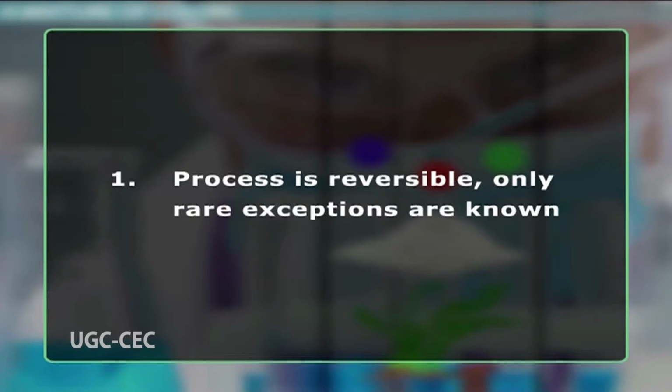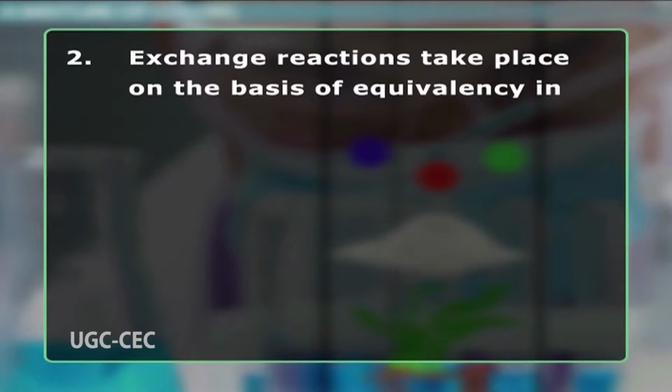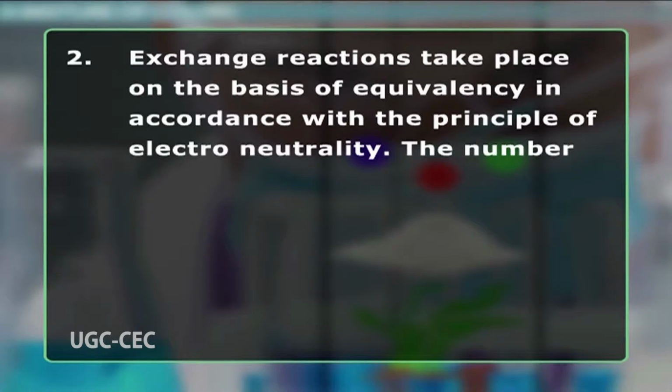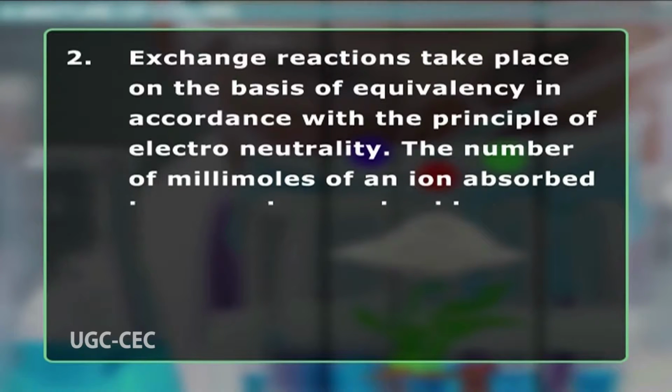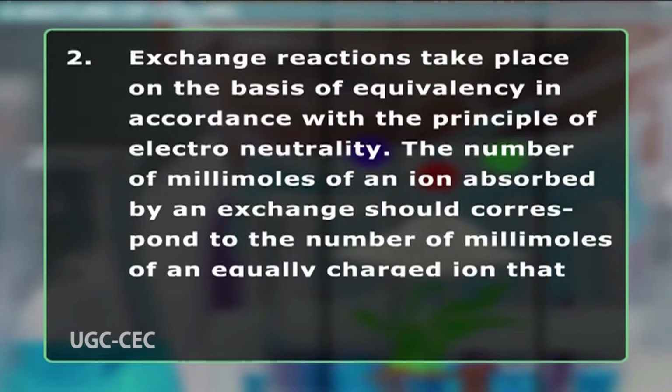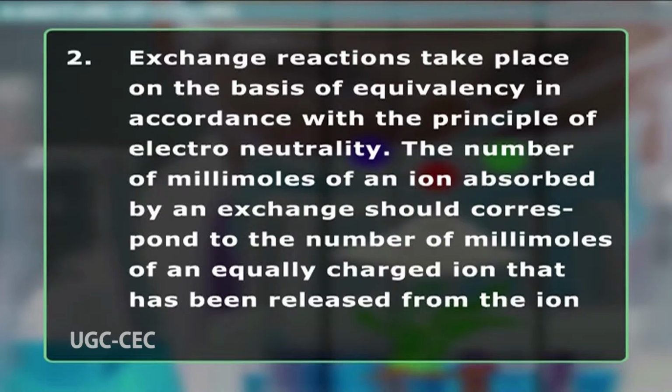The exchange of ions between the ion exchange resin and the solution is governed by two principles. These are: the process is reversible, only rare exceptions are known; and the exchange reactions take place on the basis of equivalency, in accordance with the principle of electroneutrality. The number of millimoles of an ion absorbed by an ion exchanger should correspond to the number of millimoles of an equally charged ion that has been released from the ion exchanger.